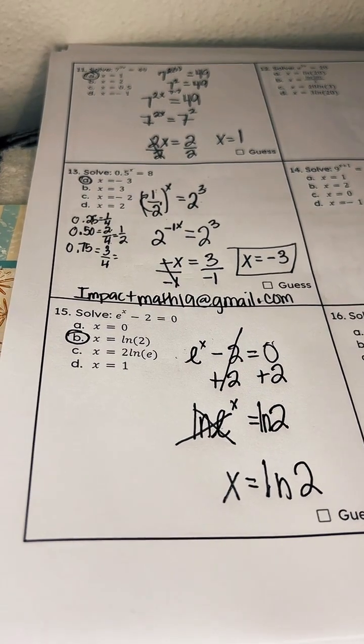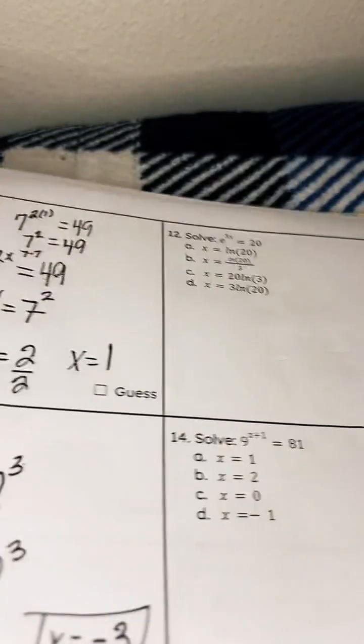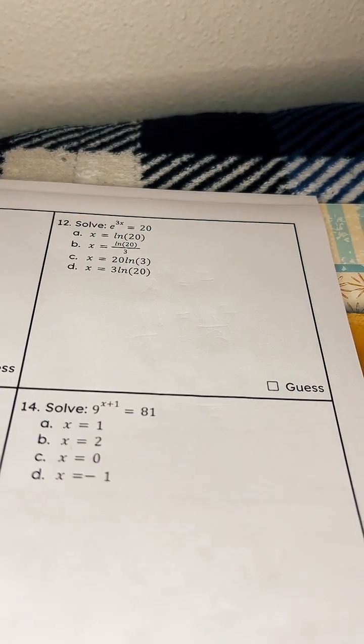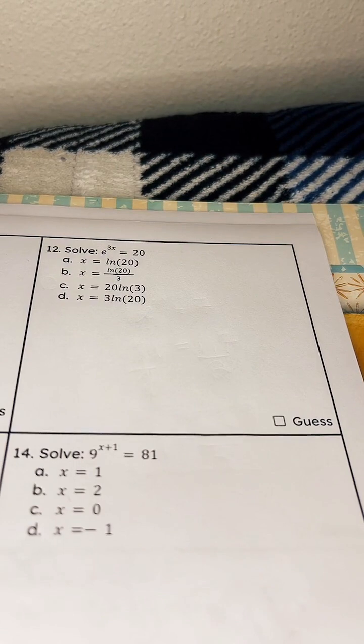All right, let's keep it pushing. Let's keep it going. Okay, number 12. Solve e to the 3 to the x equals 20. Are you getting A, B, C, or D? What y'all getting for this one?